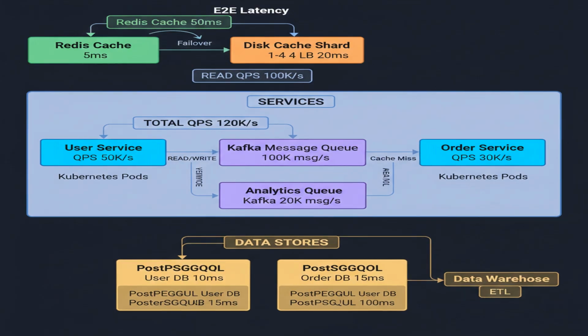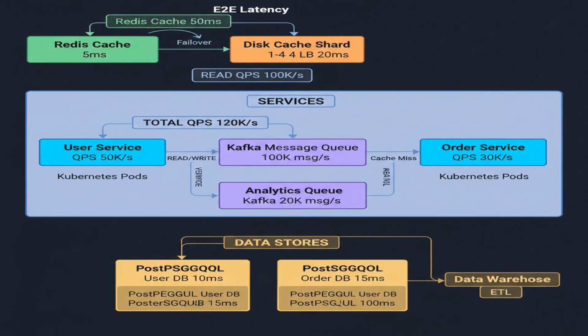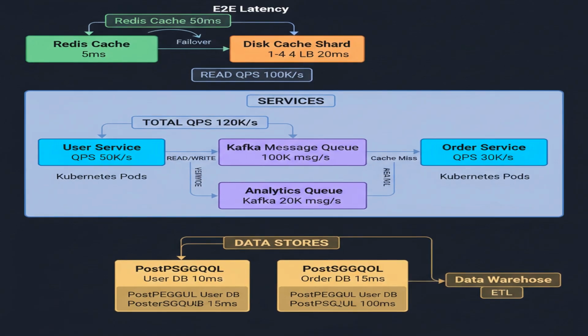Let's discuss scaling and performance. Caching is the cornerstone of our CDN. We use a multi-tiered caching strategy. The first tier is the in-memory cache on the edge servers, Redis. The second tier is a disk-based cache.